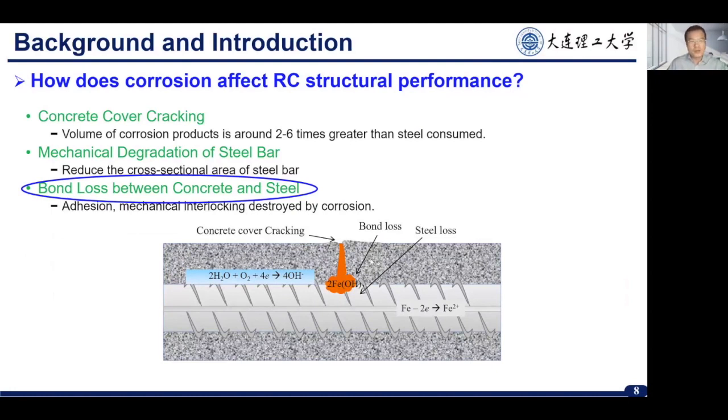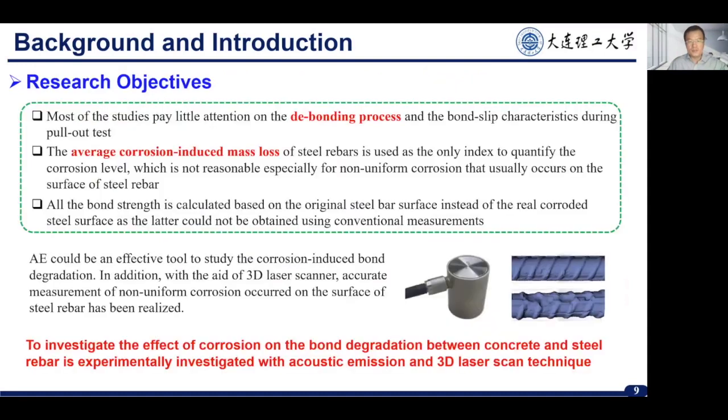Over the past years, many researchers have studied the bond degradation between concrete and steel, but most of them pay little attention to the debonding process and the bond-slip characteristics during the pull-out test. Second, the average corrosion mass loss was used as the only index to quantify the corrosion levels. But we know that chloride-induced corrosion is typically localized corrosion, so this is not accurate. Last, bond strength is calculated based on the original steel bar surface instead of the corroded surface.